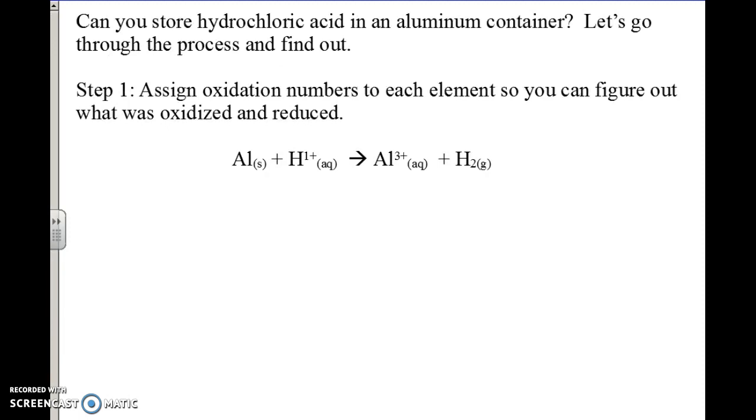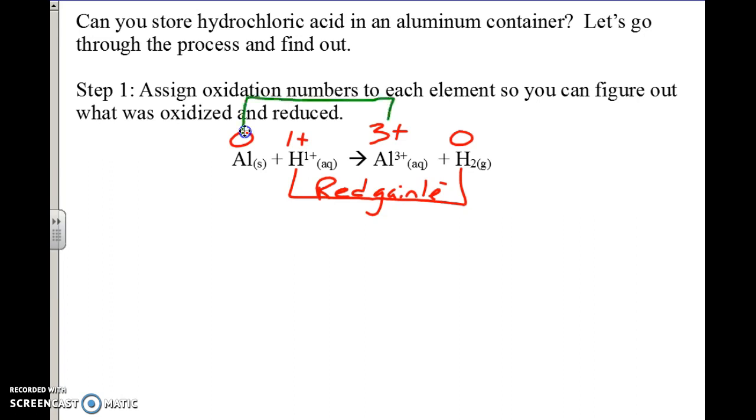The first step is to assign oxidation numbers to all of the elements. So we've done this before. Nothing new there. And so we have hydrogen going from a 1 positive to a 0, so that is reduced, and that is gaining 1 electron. And we have aluminum going to aluminum ion, so that's oxidation, and that's a loss of 3 electrons. So nothing that is new there.